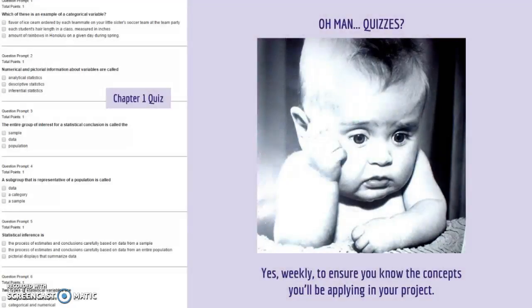So yes, unfortunately, there are going to be some quizzes online. Each week, we're going to have one online quiz in order to ensure that you're all grasping the initial concepts before we seek to apply them to your integrated unit project. Here, for instance, is Chapter 1's quiz. See, it's not that bad.